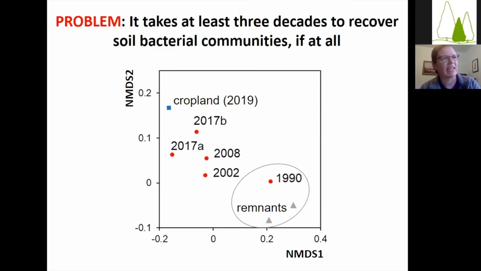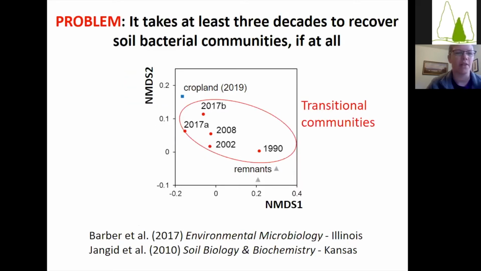This is where we get this idea that it takes at least 3 decades to recover: these types of chronosequence studies that look at restorations from different ages. And we've shown this in Michigan, and this is a small data set compared to a couple of other studies that have shown it also in Illinois and in Kansas, that there is this really slow progression. It takes at least 3 decades, if at all. And all of these different points in between that 30-year period are these transitional communities that are slowly changing towards these communities of bacteria that might look like remnant bacteria.